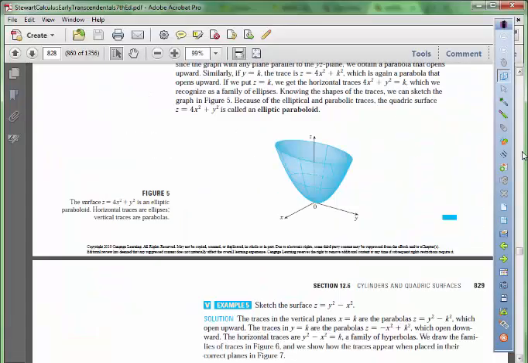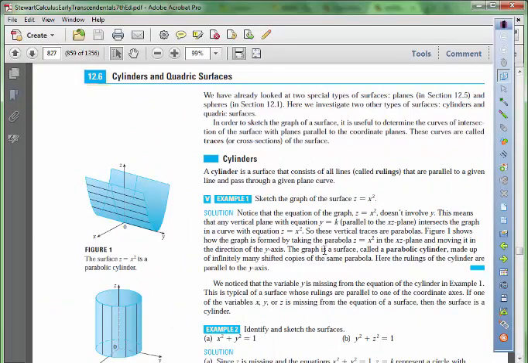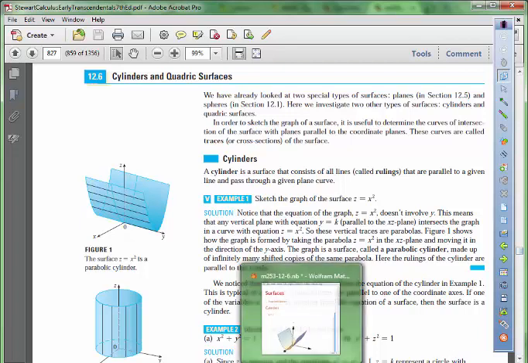So, a cylinder, a surface, consists of all lines, including rulings, that are parallel to a given line passing through. So if you like that definition better, you can copy the book. But I like my definition better, whatever it was I said. So that means circular cylinders, or if we made it into an ellipse, elliptical cylinders, are just equations that you can write in two dimensions and then extend and sweep across a third dimension.